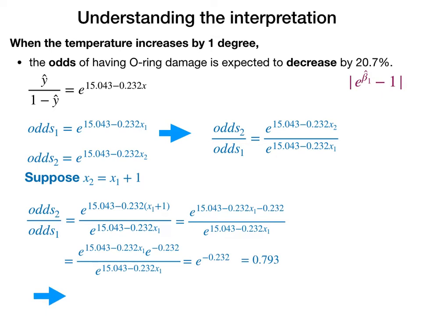So hence, if we subtract 1 on both sides, the left side becomes odds 2 minus odds 1 divided by odds 1, so the increase in percentage of odds. And then on the right side, we have 0.793 minus 1, which gives us a decrease by 20.7%. So this is how we derived or justified the interpretation on the top of the page. Did you get it?